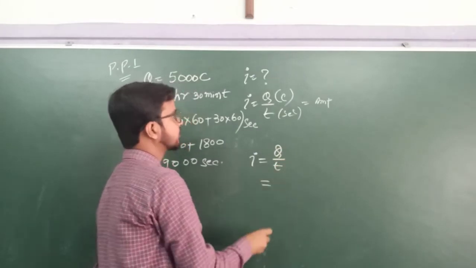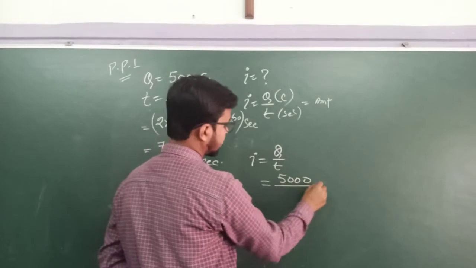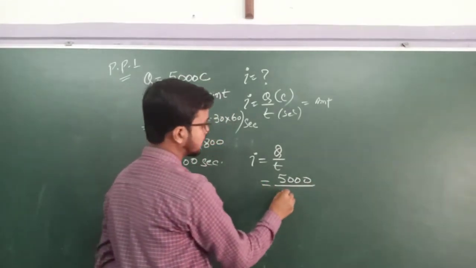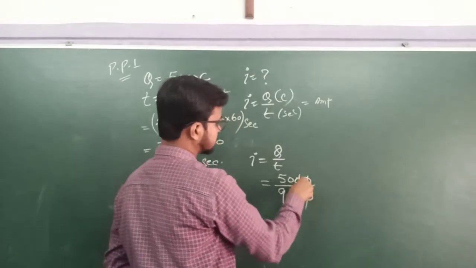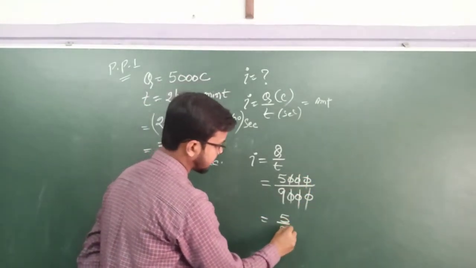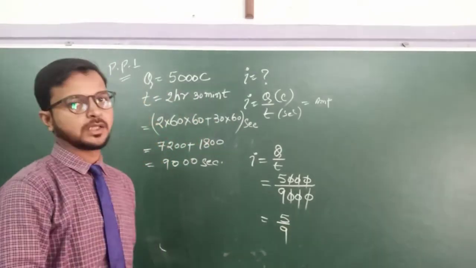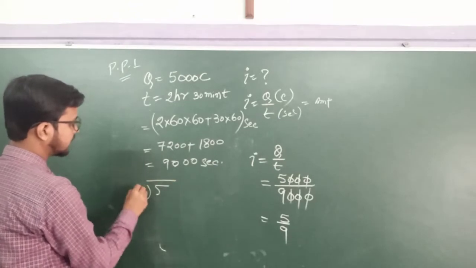Now what is the value of Q? Q is 5000 coulomb, and divided by the value of T, also 9000. The zeros cancel. Now remember 5 upon 9. After that we divide that 5 upon 9 by 9.